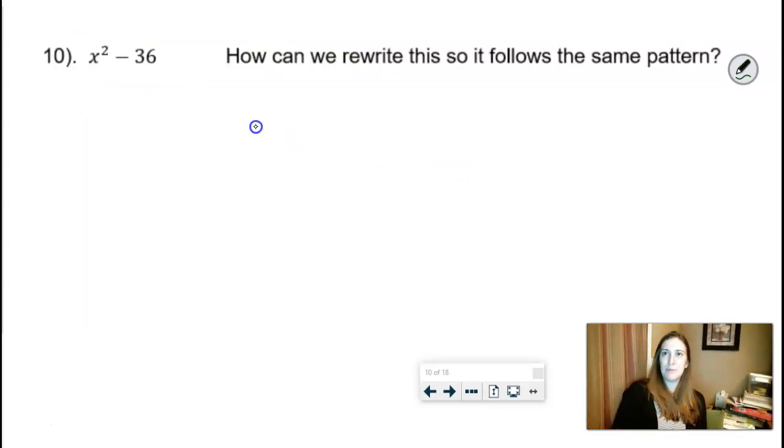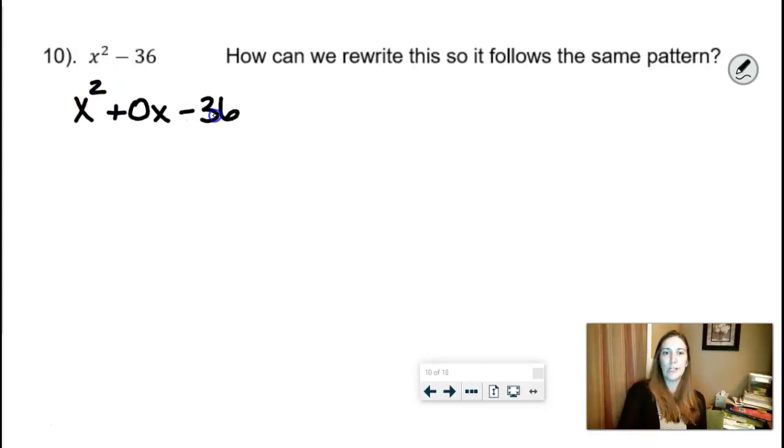All right, this next problem really throws kids because they're like, well, it doesn't look like the other problems we've done. So how can we rewrite this so it follows that same pattern? Well, the thing I'm noticing is there's no x in the middle. Like the arches term, there's 0 x's in the middle.